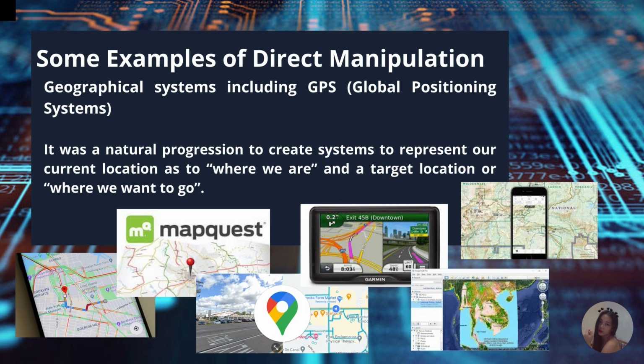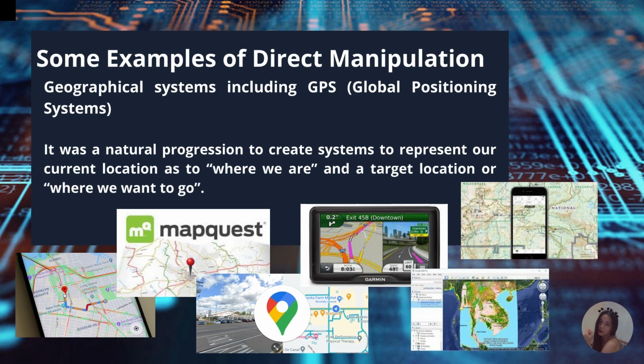First is geographical systems, including GPS or global positioning system. It was a natural progression to create systems to represent our current location, as to where we are, and a target location, or where we want to go. This has been used by travelers or delivery men in a situation where we order stuff online and it will be delivered to our doors, for they already have access to our specific location.